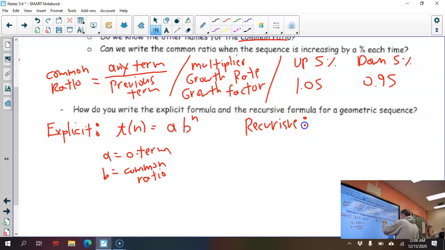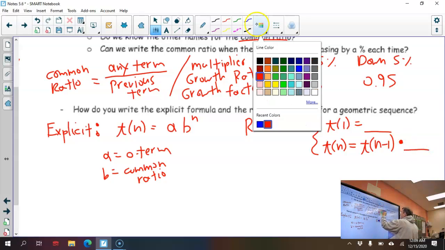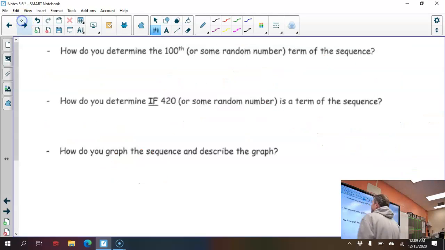Recursive. There we go. And so the recursive is T of 1 equals blank, T of n equals T of n minus 1 times blank, where, of course, this is the zero term, and this is the common ratio. Okay, we are flying here as fast as I can.